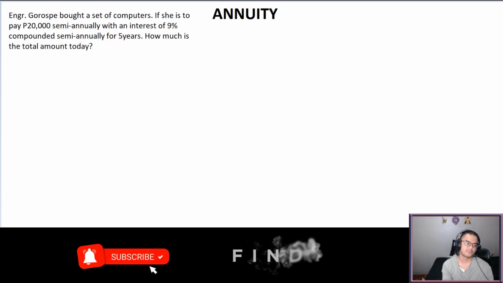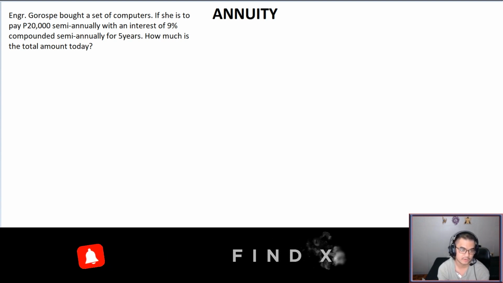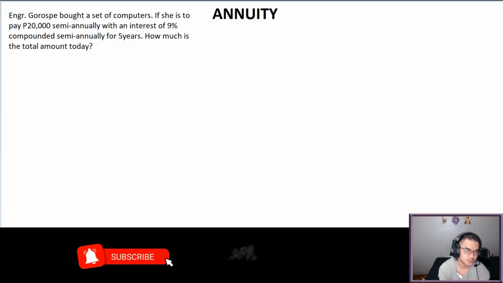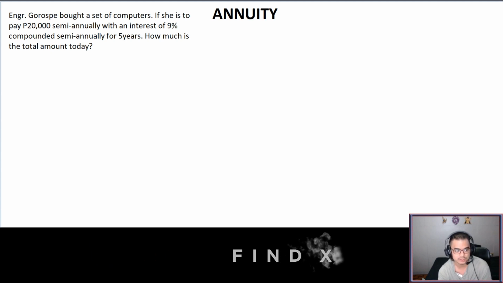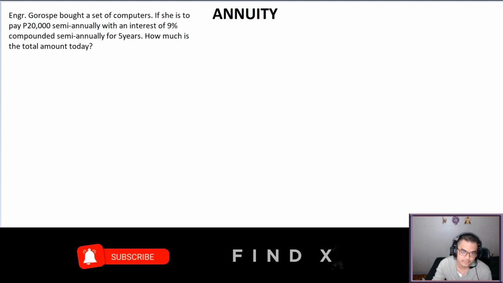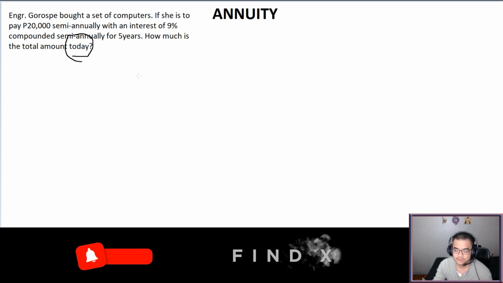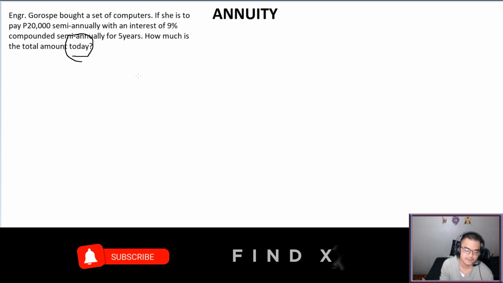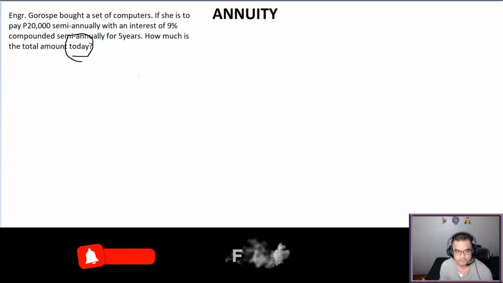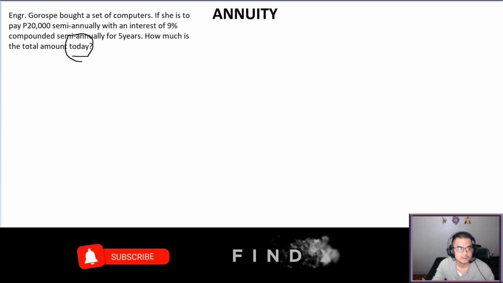Going to our next problem, we have Engineer Gorospe bought a set of computers. If she is to pay 20,000 semi-annually with an interest rate of 9% compounded semi-annually for 5 years, how much is the total amount today? From the word today, that means we are required to find the present worth, right? So present worth. Let's put the givens first.